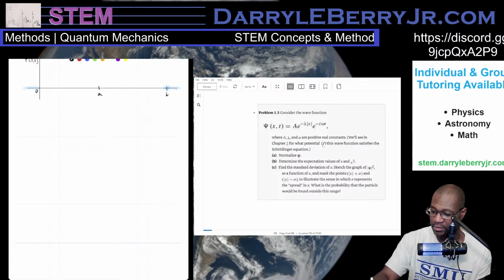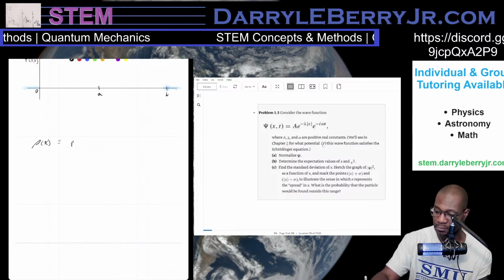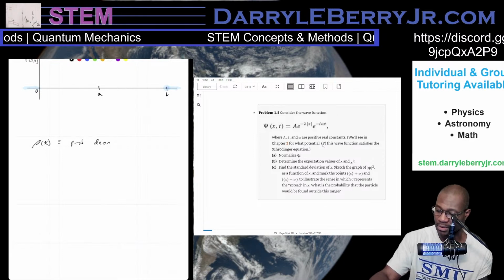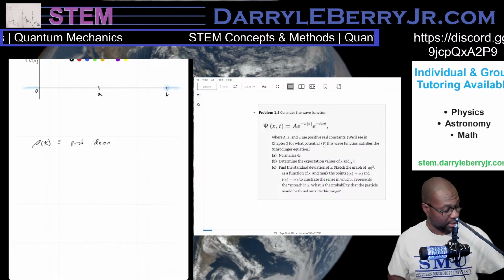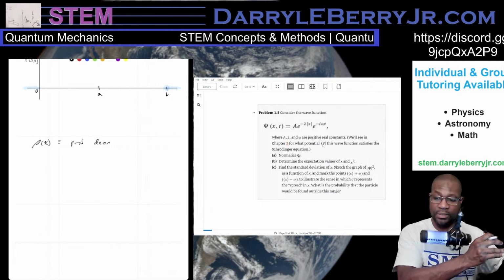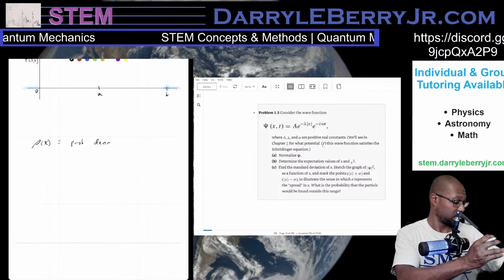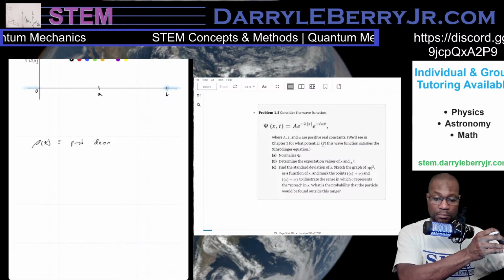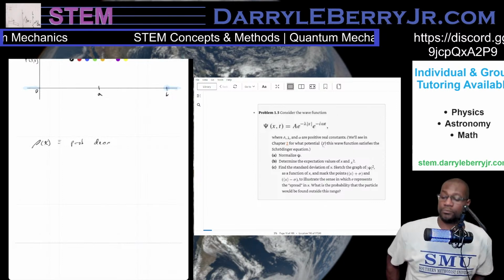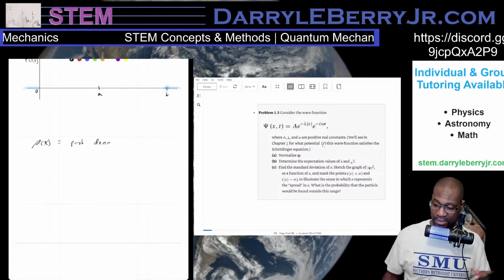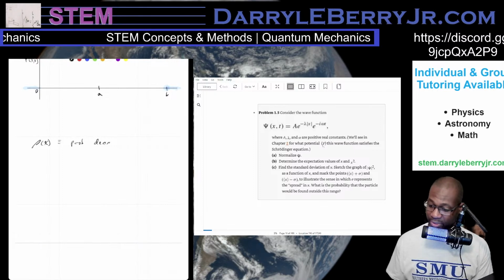But the main concept here is the probability density will give us the probability of finding a particle at a certain location. So the idea is that probability density allows us to get the probability of the particle being at a certain location.